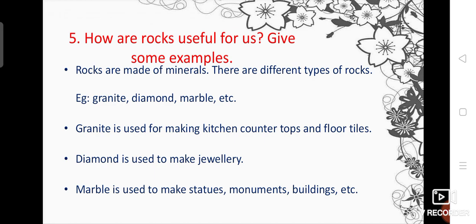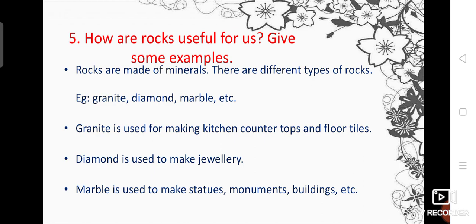If you take granite, granite is used for making kitchen countertops and floor tiles. In our homes, most people use the kitchen because they are preparing the food. So in the kitchen they use granite for the shelves and the working area. And some people also place granite floor tiles.